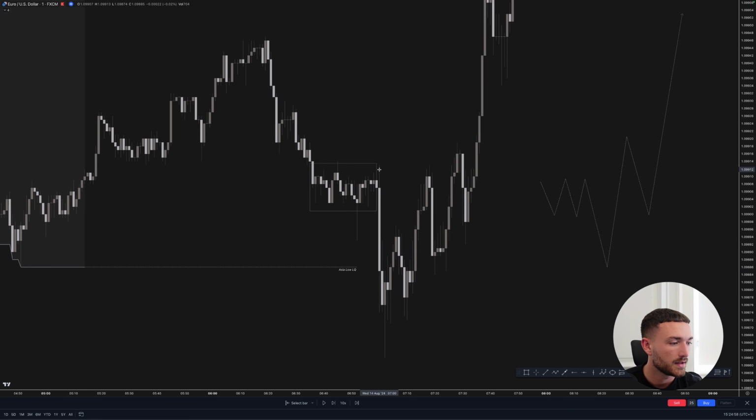We then see at 7 a.m. injection of liquidity. Now 7 a.m. is something called the Frankfurt Open, and at the Frankfurt Open is when the German traders' exchange opens and trade commences. And as you can see, as soon as Frankfurt opened, what did we see? Massive sellers stepped into the market, sweeping that Asia liquidity.